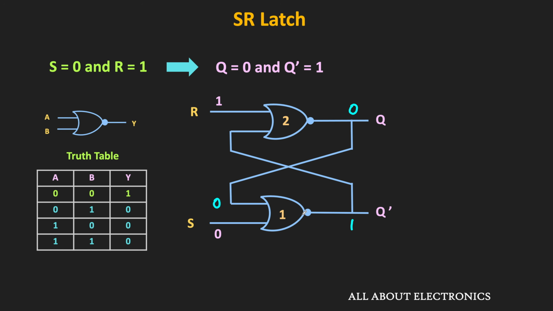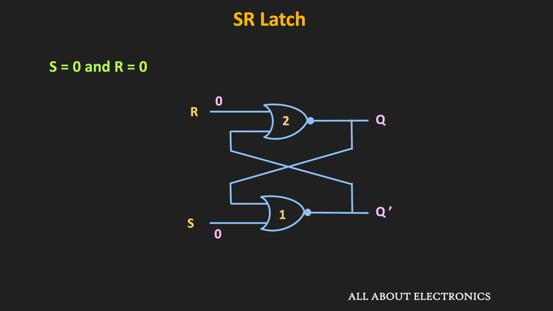Similarly, let us see how this latch retains its present state when both the inputs are 0. So let's say currently Q is equal to 0 and Q bar is equal to 1. So here the 0 will also appear at the input of the first NOR gate, while this 1 will also appear at the input of the second NOR gate.